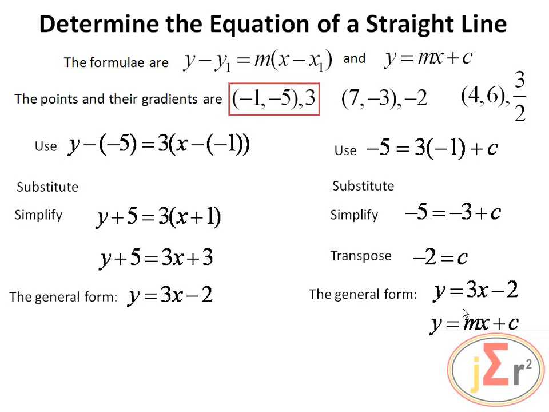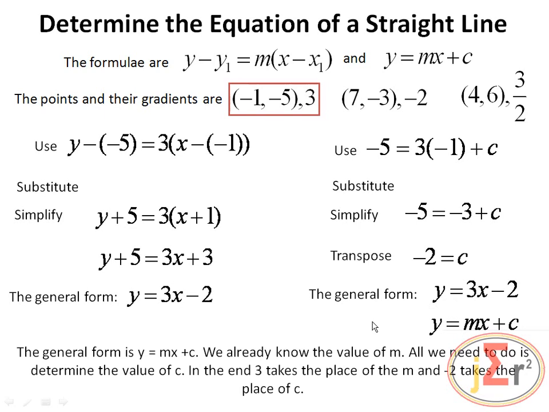Irrespective of the method that we use, the equations will be the same. The general form is y is equal to mx plus c. We already know the value of m that is given. All we need to do is determine the value of c, and that we have done. In the end, 3 takes the place of m, and negative 2 takes the place of c, and that's all there is to it.